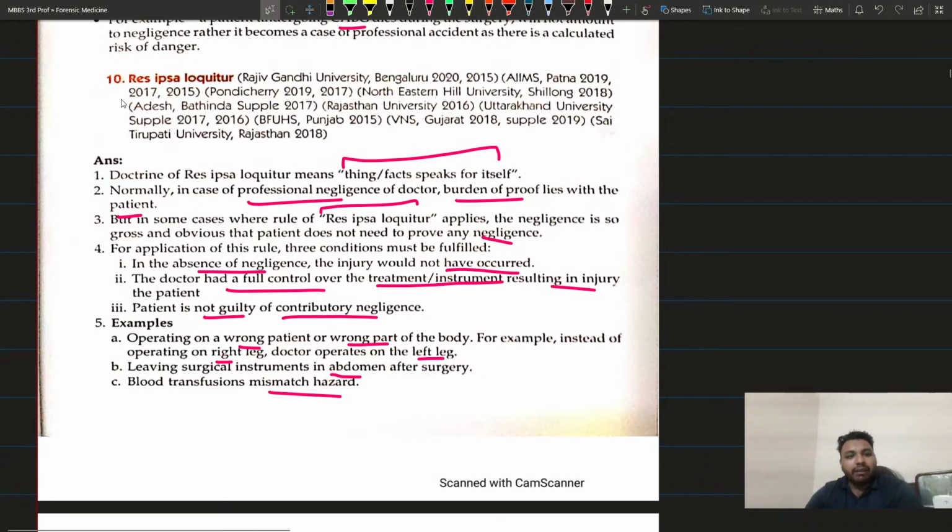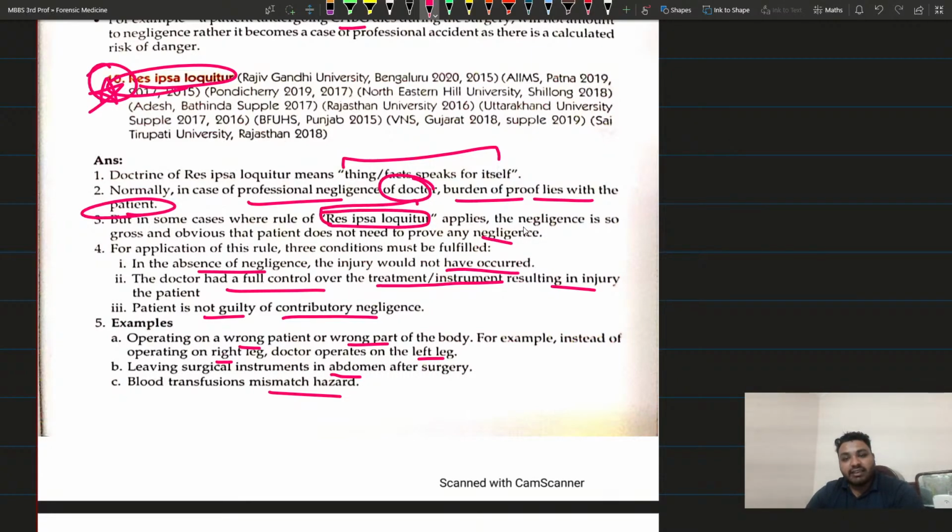Now, I would like to emphasize this more because in my final examination I received this question: res ipsa loquitur. The rule of res ipsa loquitur means the facts speak for themselves. Normally, in the case of professional negligence by a doctor, the burden of proof lies on the patient. But in some cases, where the rule of res ipsa loquitur applies, the negligence is so gross and obvious that the patient does not need to prove any negligence.